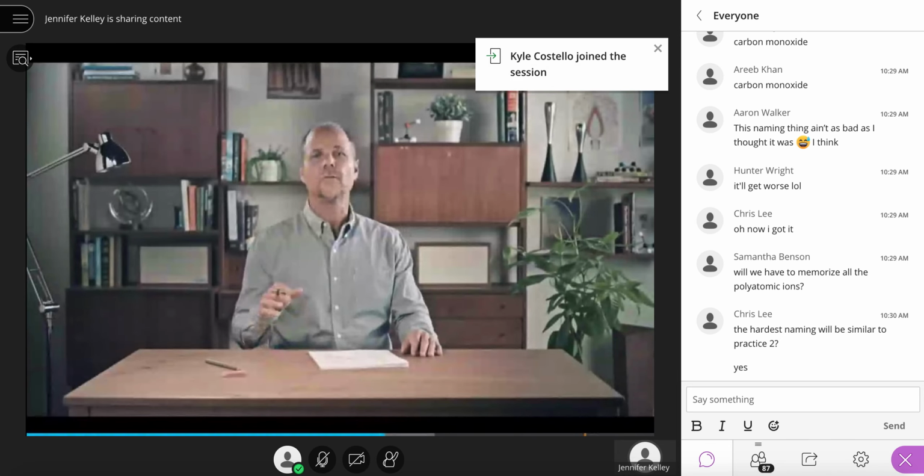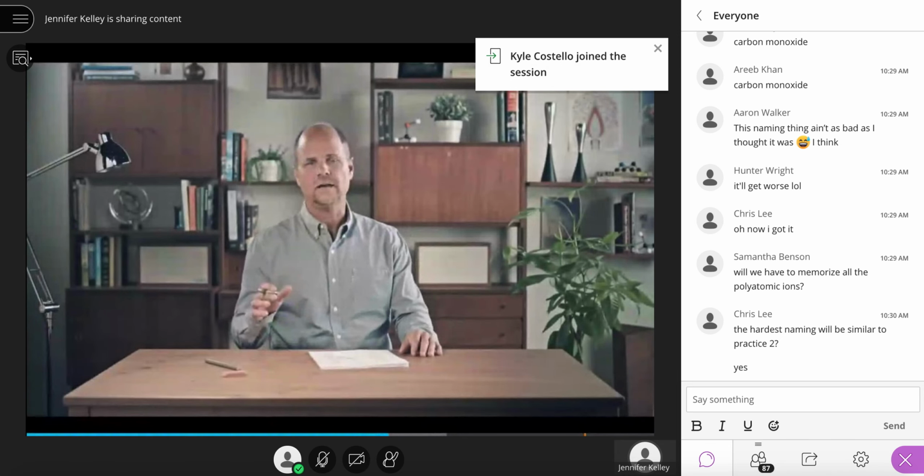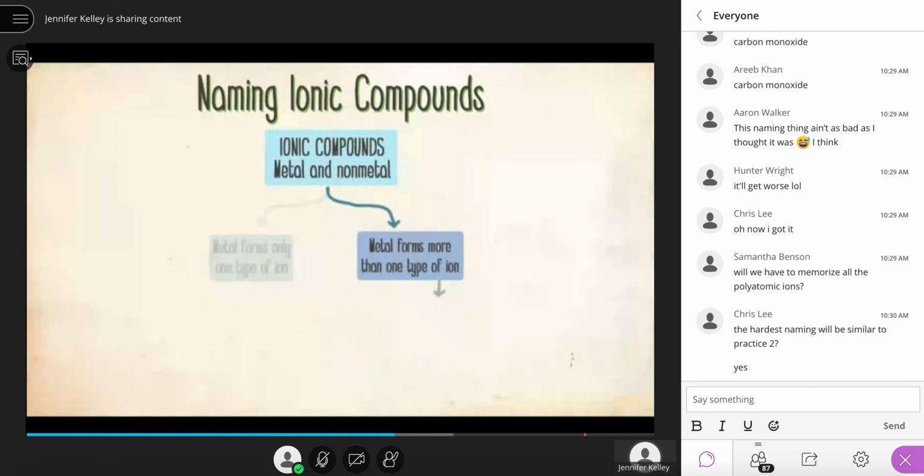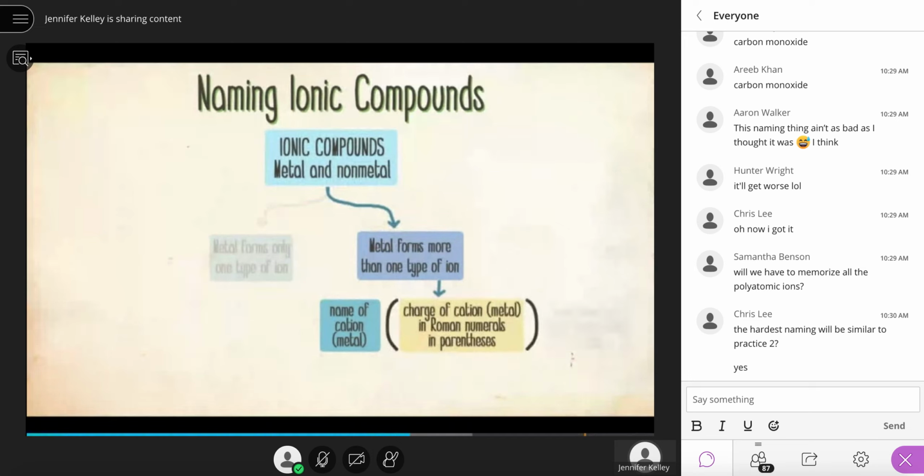For ionic compounds containing metals that form more than one type of ion, name the compound by joining the name of the cation, the metal, followed by the charge of the metal as a Roman numeral in parentheses, followed next by the base name of the anion, the nonmetal, with the ending "ide." If the anion is a polyatomic ion, use the name of the polyatomic ion.